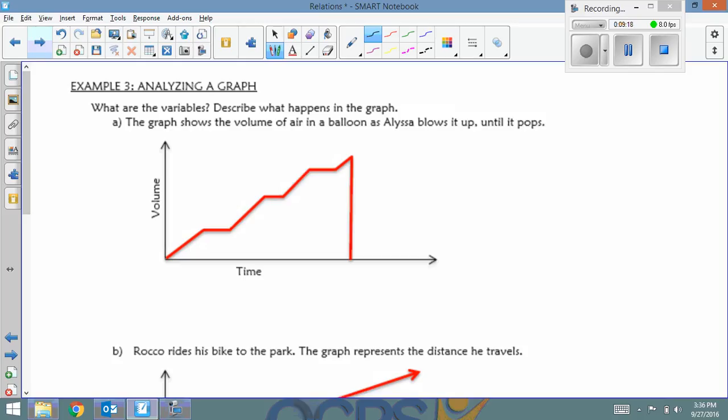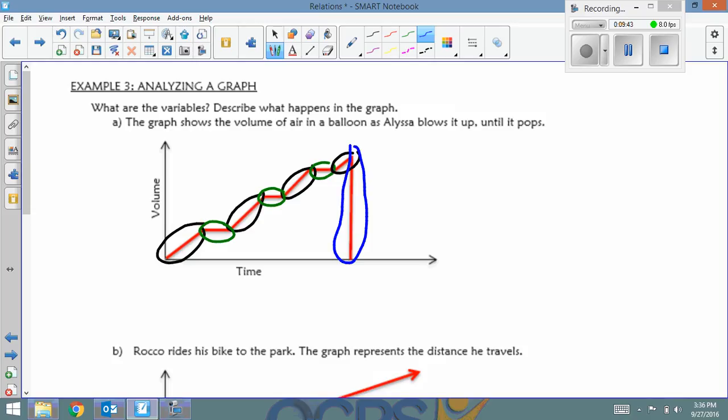Okay, when we're analyzing a graph, the graph shows the volume of an air balloon as Alyssa blows it up until it pops. So in this one, every time that she's increasing here, here, and here, that means she's blowing the balloon up. When it's flat here, here, and here, that means that she's taking a breath. And then right here, you notice that it's just a sudden drop off, and this is where that balloon pops.